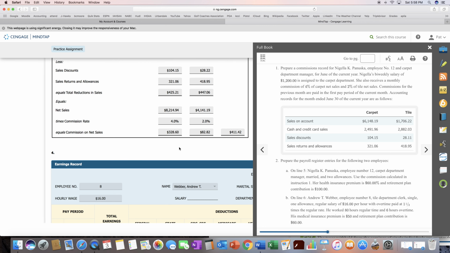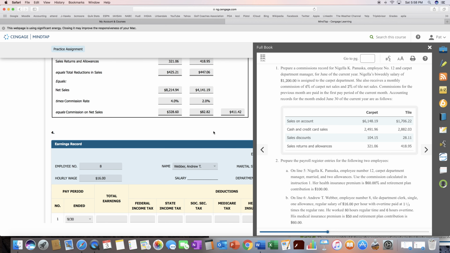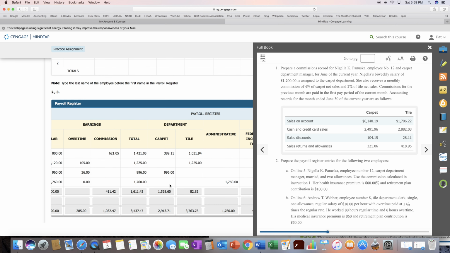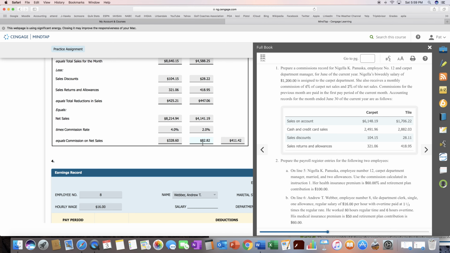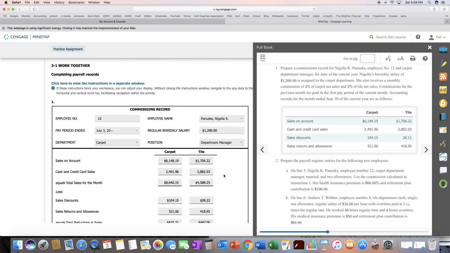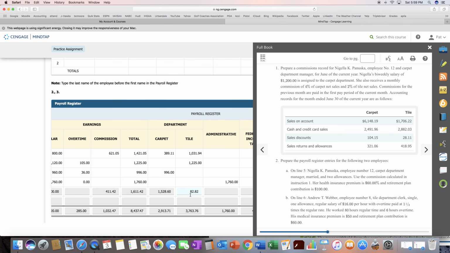That is the number that she made in the department for carpet: $1,200 for her salary, plus the carpet department commissions. That is where we got the departmental pay of that. Tile is not her department, but she did make a couple sales and had commission. She's part of the commissions part of that. Her salary doesn't come out of that. It comes out of her carpet department, but as manager, she gets a percentage. So that is where that number comes from.